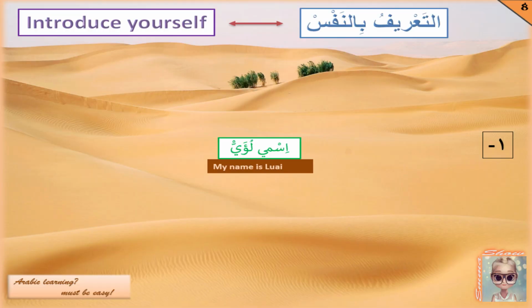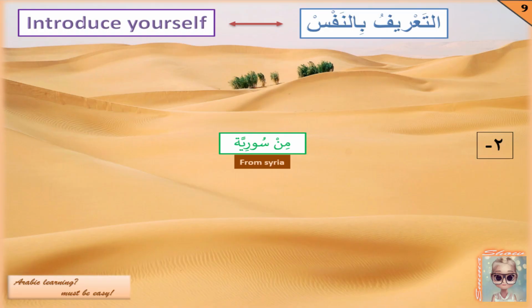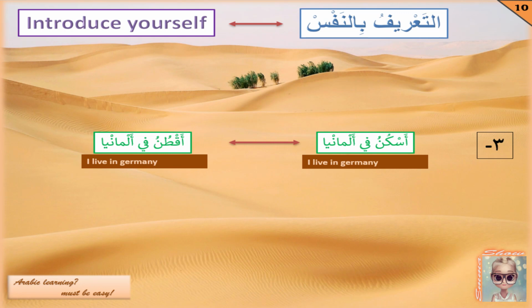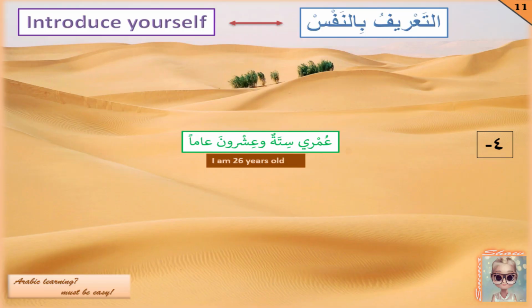Okay, now let's play it a different way. I ask you the questions and you answer. Let's do it. Masmuka, اسمي لؤي. Ma ena enta, من سوريا. Means from Syria. Ena taktunu, أنا أقطن في ألمانيا. Almania, yes, means Germany. Kamamruka, عمري 26 عاما. So, 26 years old.